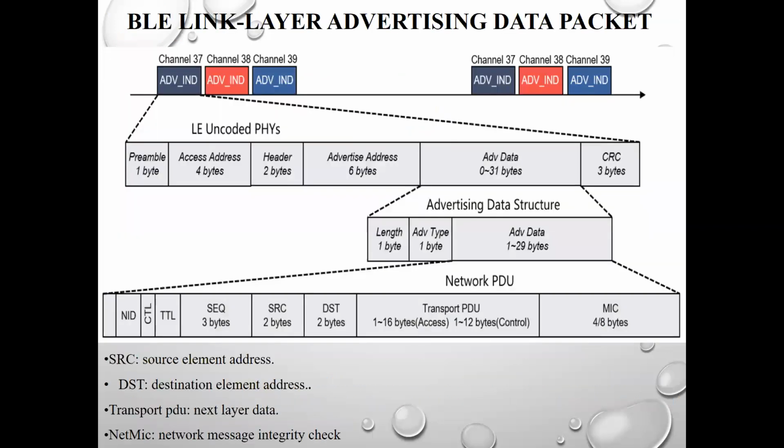Here is the Bluetooth link layer advertising data packet diagram. Here you can see the Bluetooth layers and how many bits they are holding: the address holds 4 bits, the header is 2 bits, then SRC source element address, destination element address, next data layer address, and MIC.